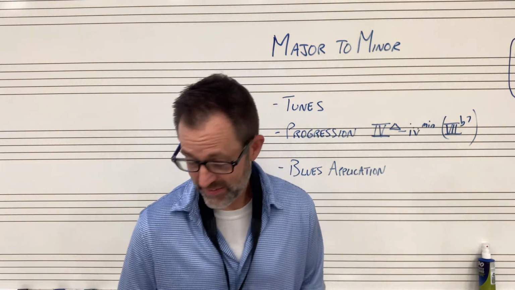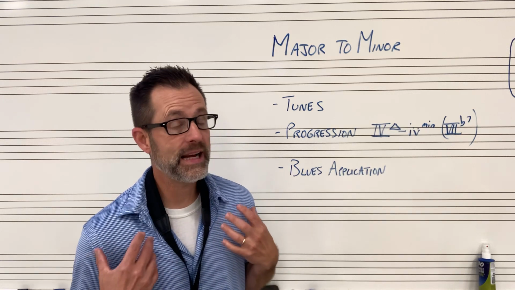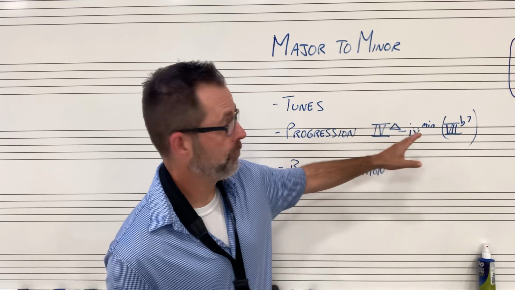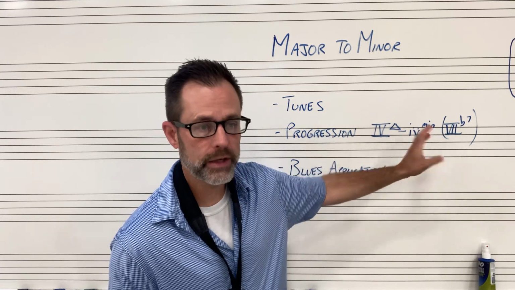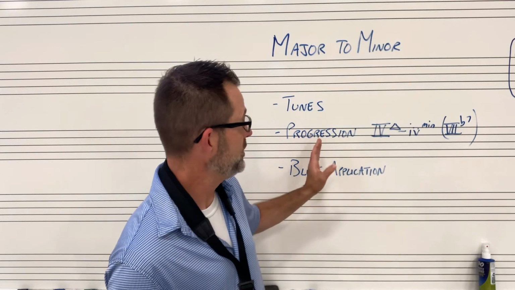Okay, so that's the idea. That's the kind of progression. 4 major to 4 minor. And again, that is a huge progression. Usually 4 major to 4 minor, then we'll go to 3, 6, 2, 5. So that's a large, common progression in jazz standards.